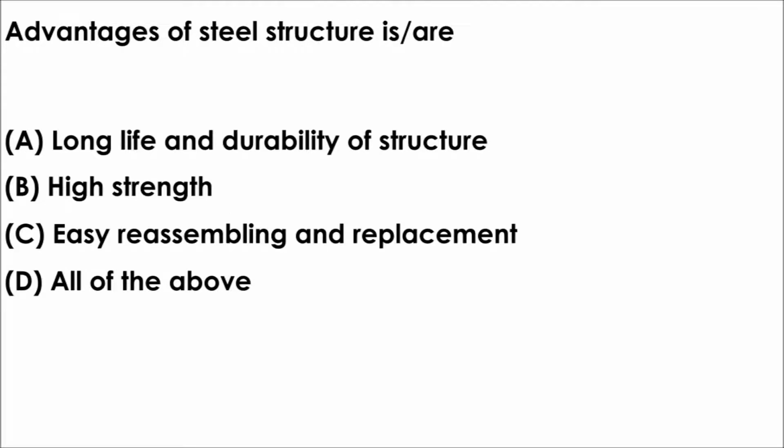Question number 3. Advantages of steel structure is or are: option A, long life and durability of the structure. Option B, high strength. Option C, easy reassembling and replacement. Option D, all of the above. The correct answer is option D, all of the above. Steel structures possess all these advantages: they have long life and are durable, they have high strength, and they can be easily reassembled and replaced. That's why the correct answer is option D, all of the above.